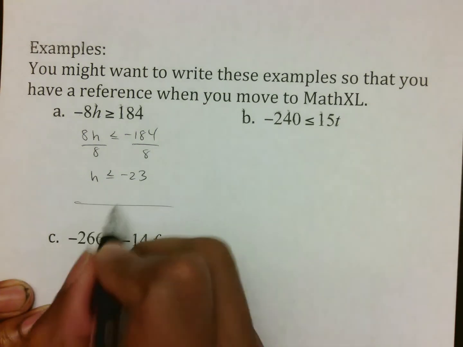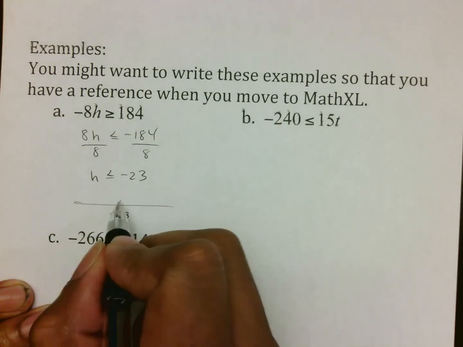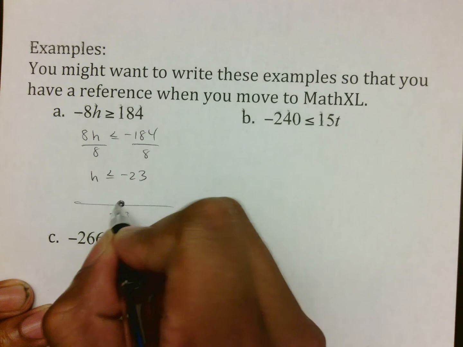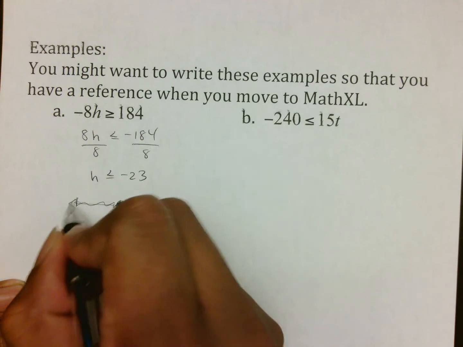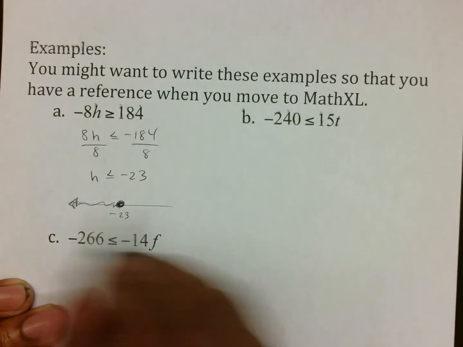Now if you were going to graph that, that greater than or equal to would actually be a closed circle, and that symbol actually points to the right, and so that's what tells you where to go. But again, you'll get some practice with that.